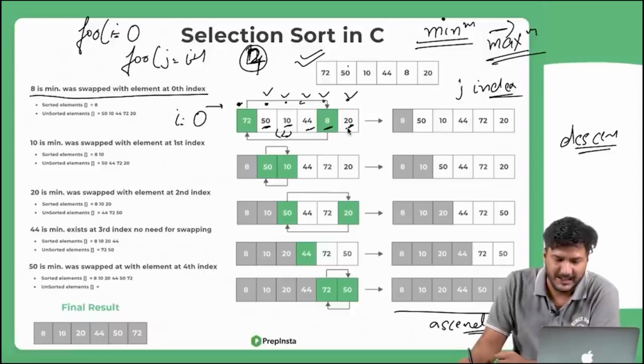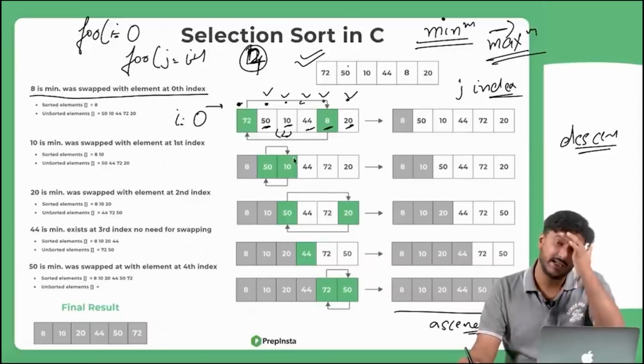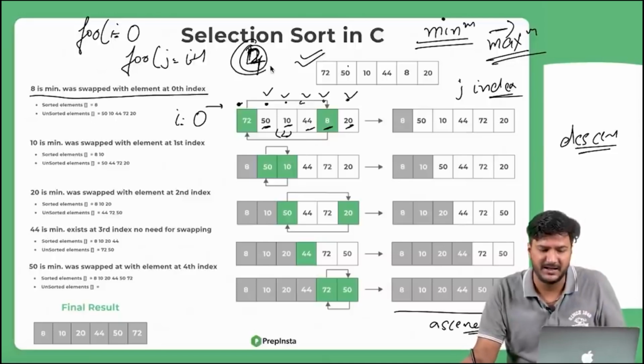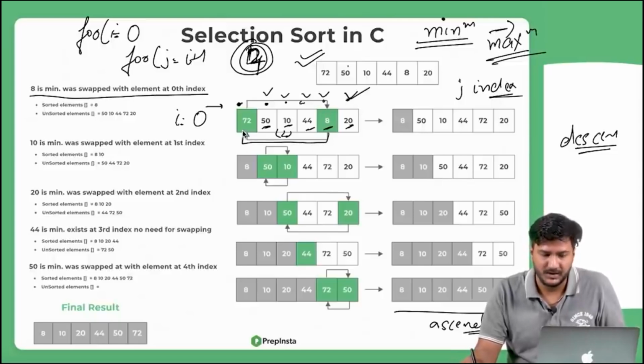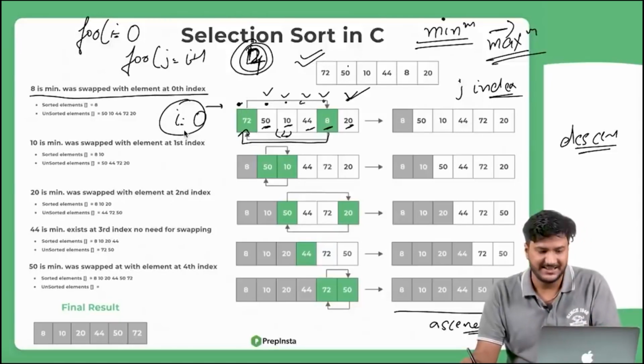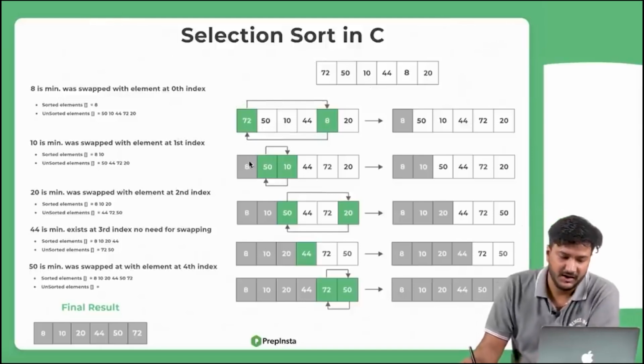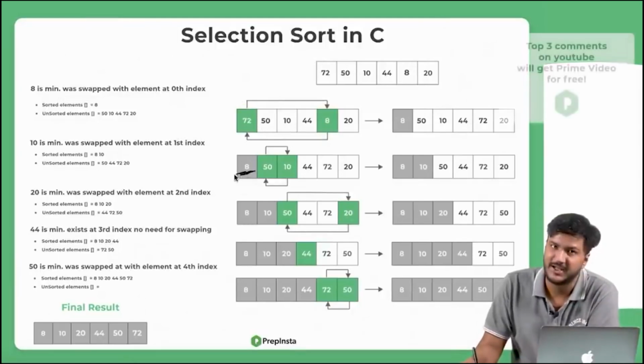Then I move on to 20. Obviously 20 is greater than my 8 value, so I will keep my minimum index value as 4. As soon as I reach the end of the array, I will swap my minimum index value with the element at the iteration of i. That's exactly what I'm doing. In the next iteration, I've got my smallest element here already.